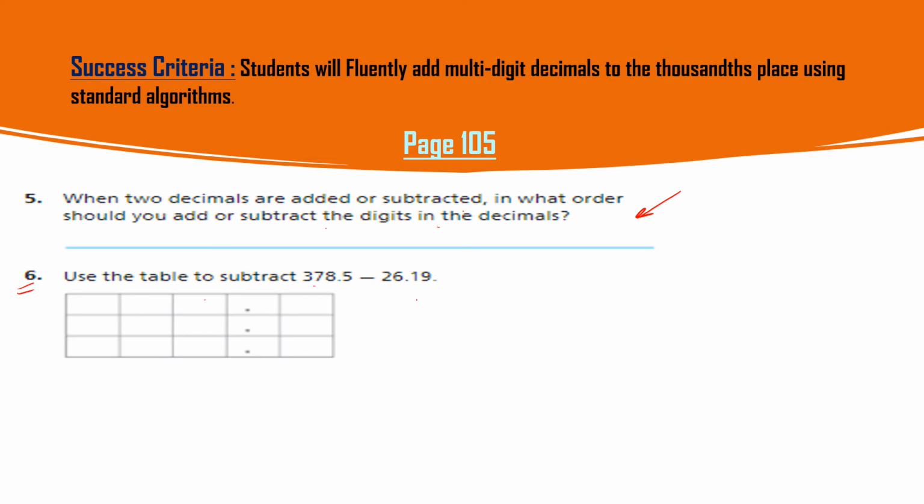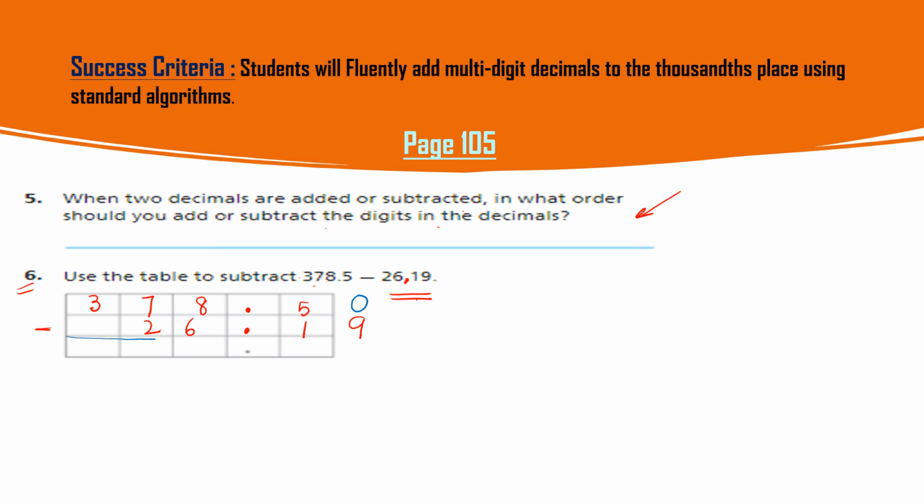Okay, so look at this. 378.5. So first thing is we put the point. Now after the 0.5, before the point, 873. Okay, then I told you that in addition or subtraction, under the decimal we put the decimal. Okay, 26.19. So here is 6, here is 2. But 19, here is 1 and here is 9. Okay, so if there is an empty place, I told you to put the 0.